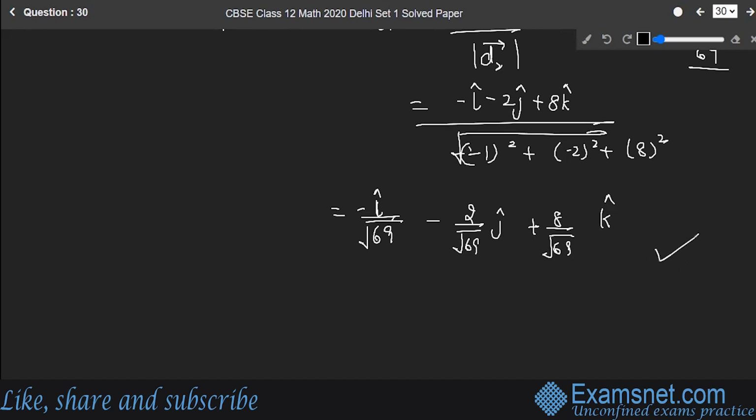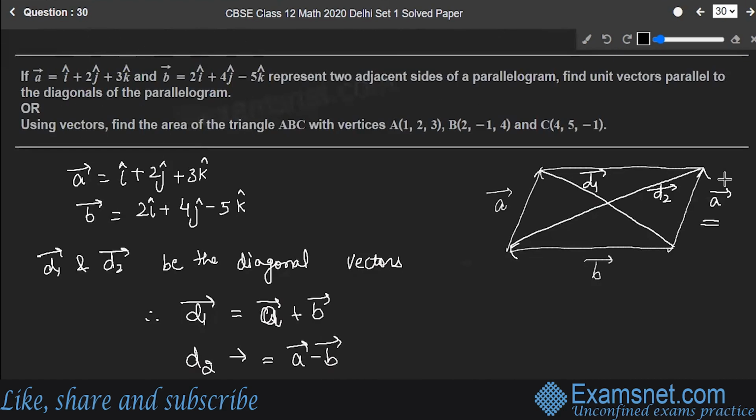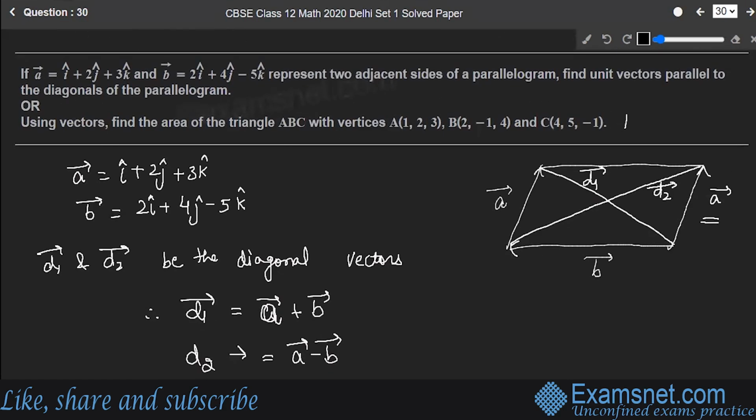Okay, so these are the two unit vectors. This is the second answer to the question, and this is the first answer to the question. You were asked for these two answers. Hope you got that. So let's move to the second choice of the question. We have already solved the first one. Hope you understood that. Now let's move to the second choice for this question.